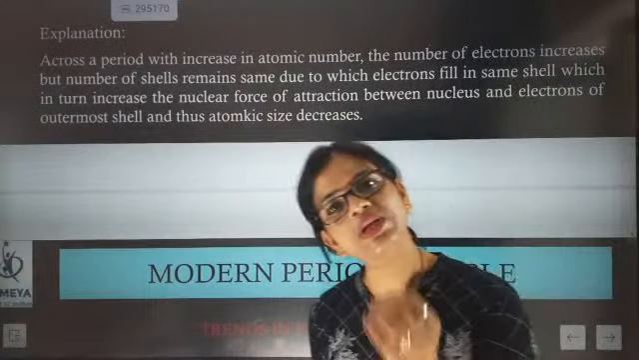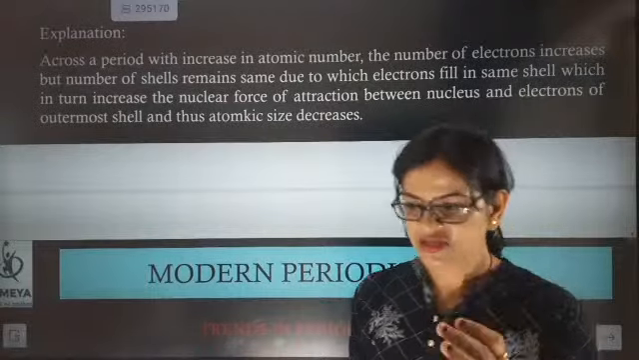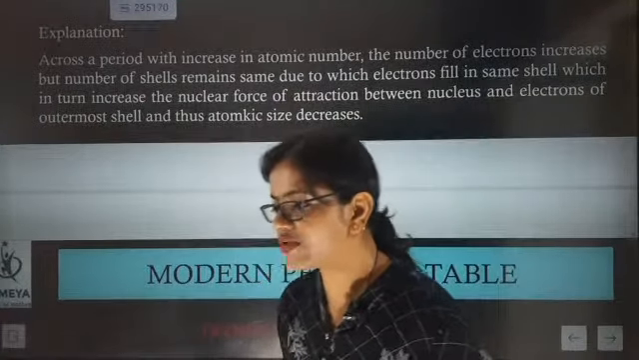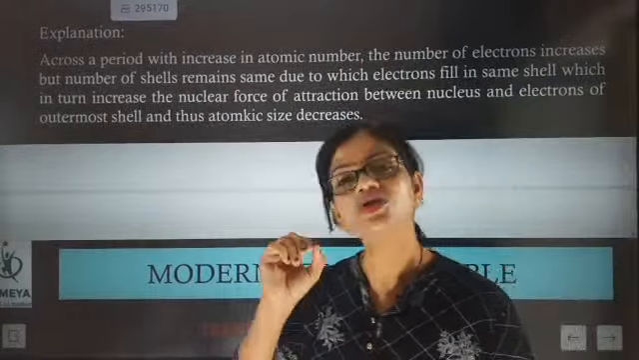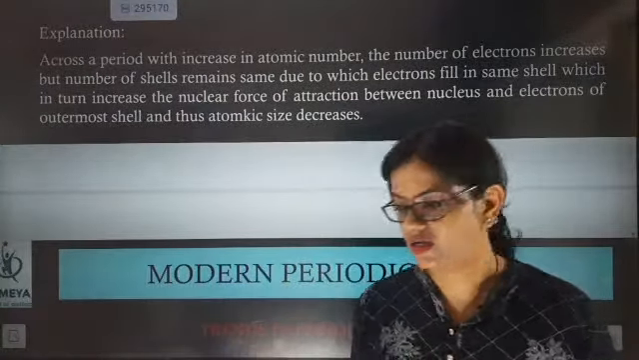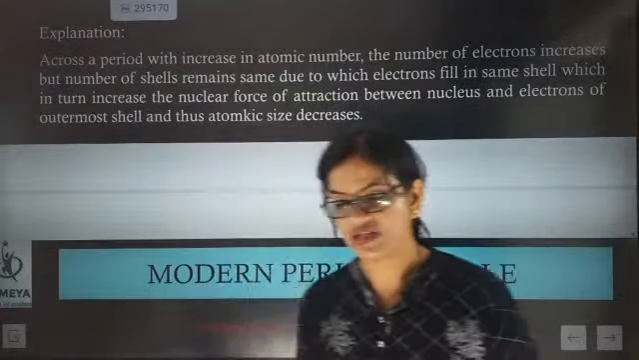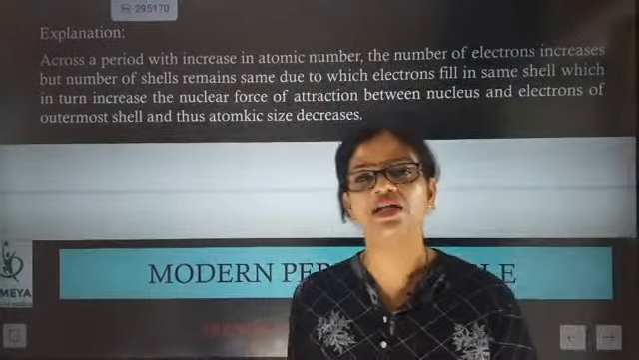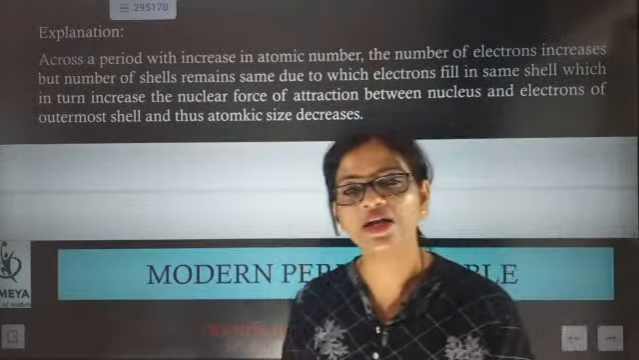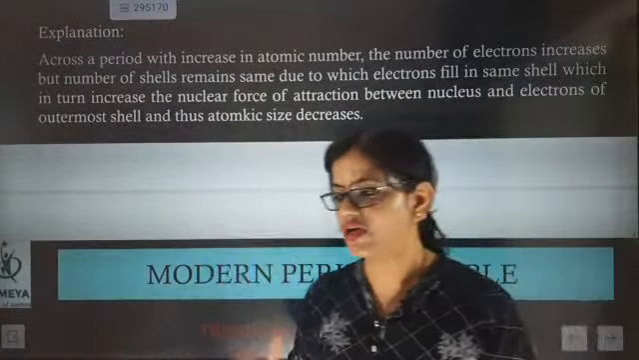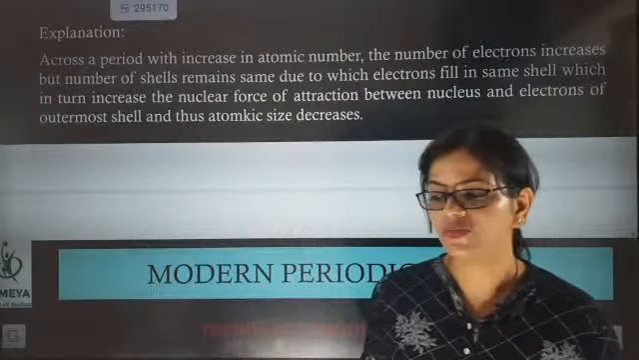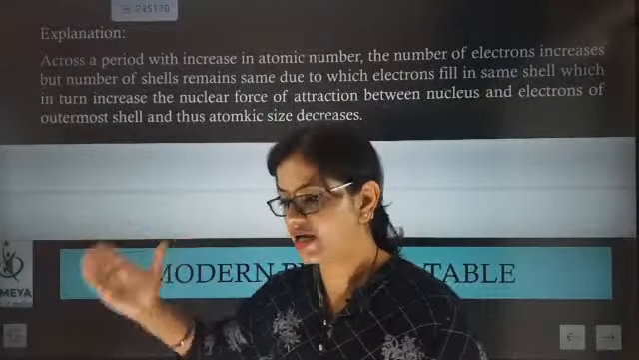What were the two reasons behind it? This is a CBSE question. What were the two reasons behind finding the atomic radius being difficult? Just yesterday I asked this question. So now tell me the answer.